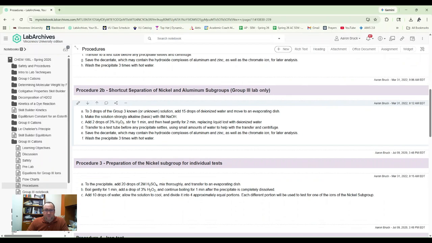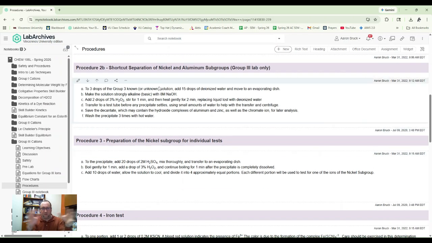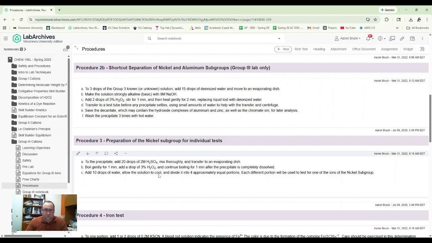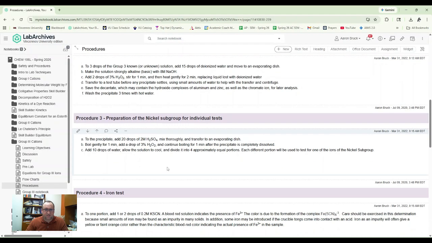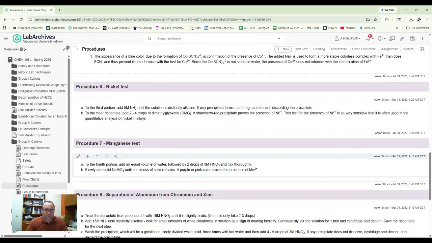And with this procedure 2B, this will actually shorten the procedure pretty considerably, because you can start directly with adding sodium hydroxide and peroxide, and using that to separate the nickel and the aluminum subgroups from each other. And then procedure 3 preps the nickel subgroup for those individual tests. And then procedures 4, 5, 6, and 7 are those individual tests.